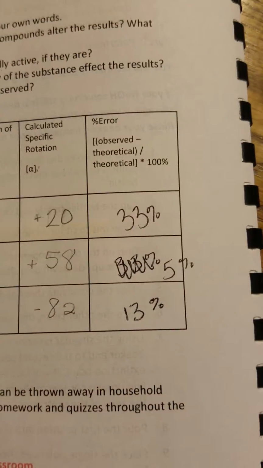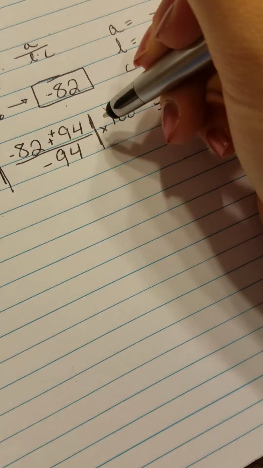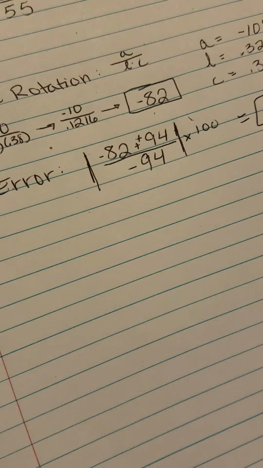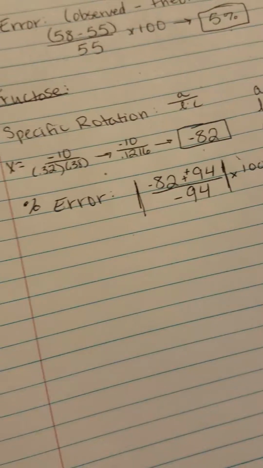One thing that wasn't in the equation are these lines right here. I remember doing this in general chem, that you wouldn't have a negative percent error. I forget what these are called. Absolute values. That's it. Those would go in between. So I got a 13% error for fructose.